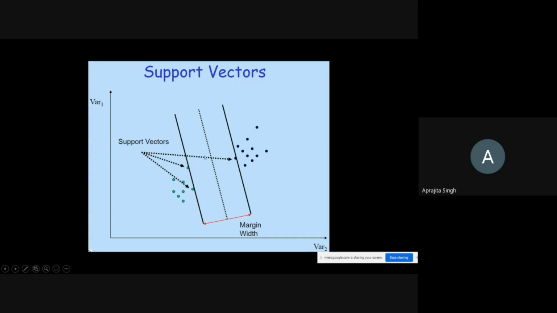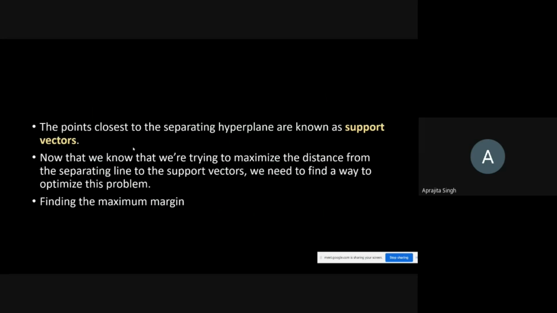Over here also, on this cluster also, I'm just taking a perpendicular and going to the point which is closest to my hyperplane. Okay, and thus I'm making these two lines which are parallel to my hyperplane, in such a way that the margins are maximum. So these points that you have selected are called support vectors. The points closest to the separating hyperplane are known as support vectors.